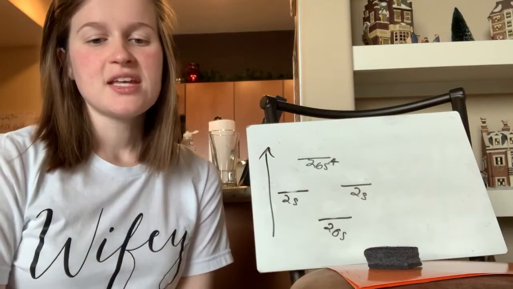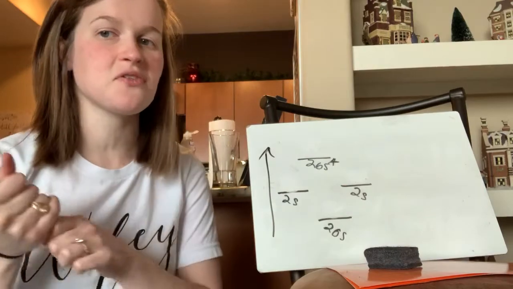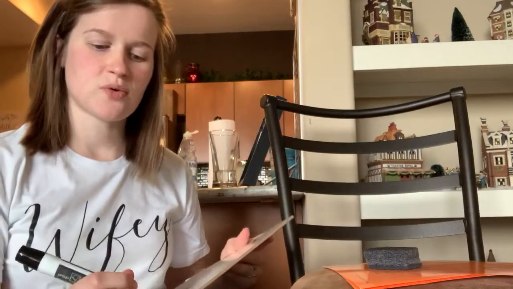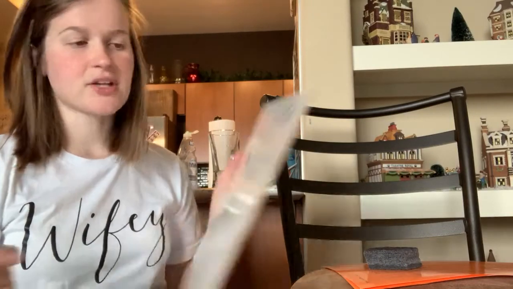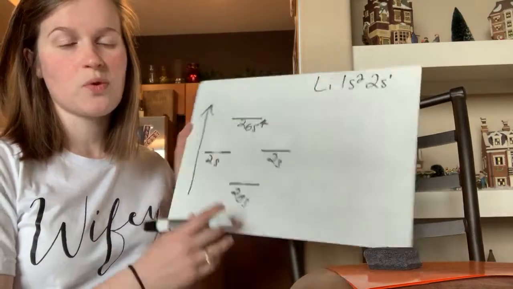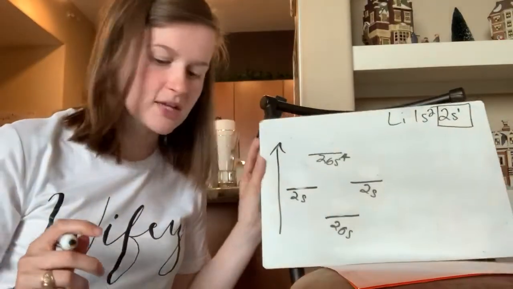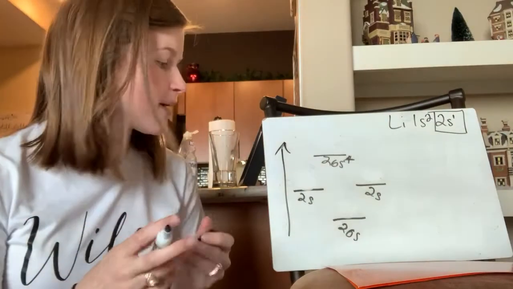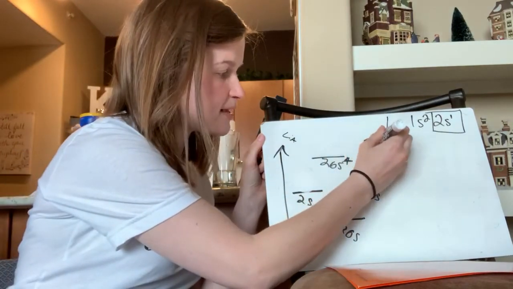For lithium, we're looking to see if Li2 is possible. That means I'm going to have two different lithiums bonding, and of course we need to pay attention to our valence electrons. Lithium's electron configuration is 1s2, 2s1. I only care about my valence electrons, so I only care about that 2s1 electron. I'm going to have a lithium A and a lithium B, and they're going to be bonding.